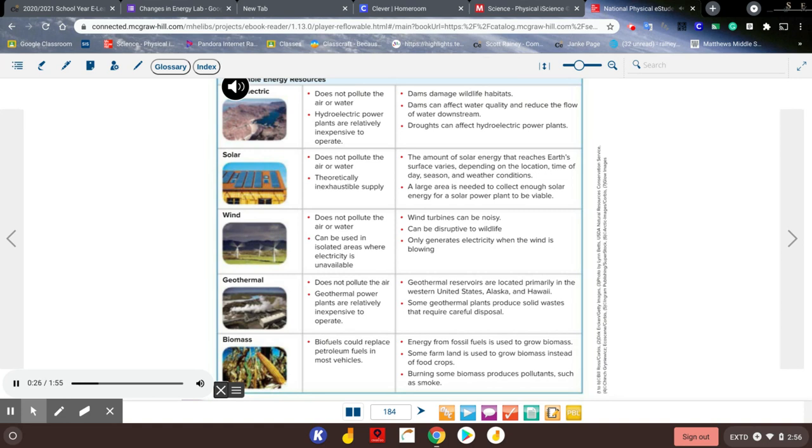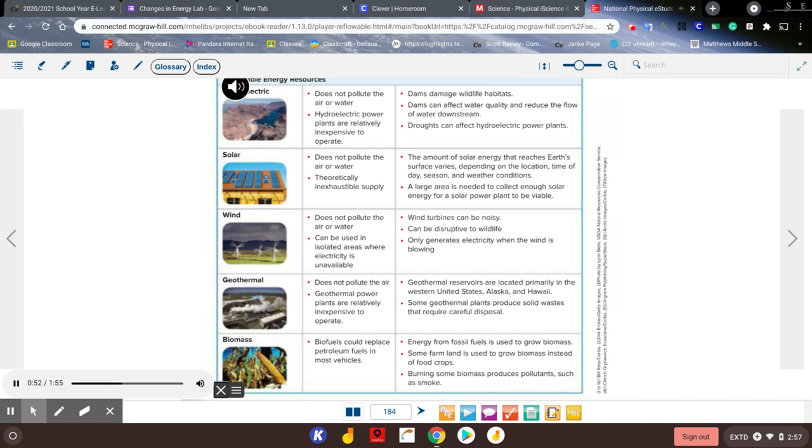Solar. Advantages: does not pollute the air or water. Theoretically inexhaustible supply. Disadvantages: the amount of solar energy that reaches Earth's surface varies, depending on the location, time of day, season, and weather conditions. A large area is needed to collect enough solar energy for a solar power plant to be viable.